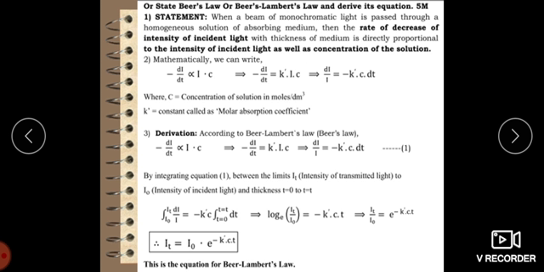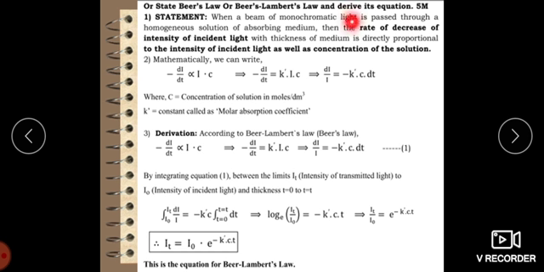So here is the second law, the Beer-Lambert law. The statement is similar, but the difference is that Beer's law deals with liquids, with solutions, which means we have to consider the concentration of the solution. For Lambert's law we are dealing only with solid matter, so there is no matter of concentration. But in the case of Beer's law we are discussing solutions, so we have to consider the concentration of the solution.